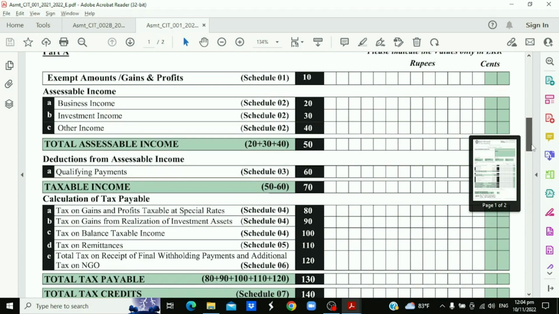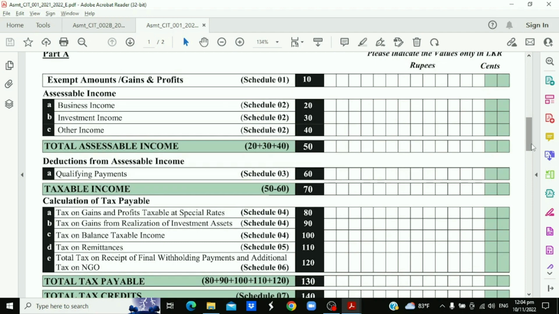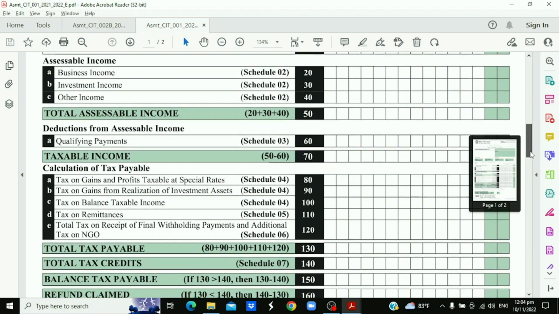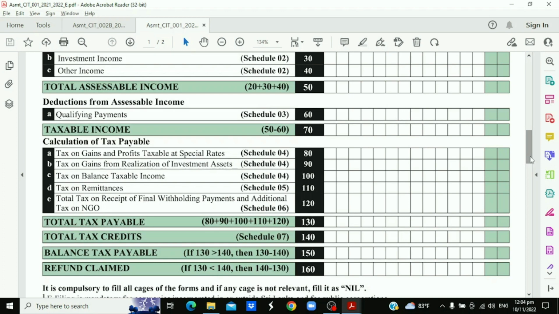Then you have to complete schedule 1 to get the exempt amount, gain and profit. Then you complete schedule 2 to bring the value for assessable income for each source. Then the system automatically takes the total assessable income. Then you have to deduct qualified payments; later we will discuss the specifications for that. Qualified payments are relevant for a company when some specific conditions are applicable. These details are rearranged to get the final value using schedule 3. You first have to complete schedule 3 and bring the value here. After deducting these qualified payments, we can arrive at the taxable income.